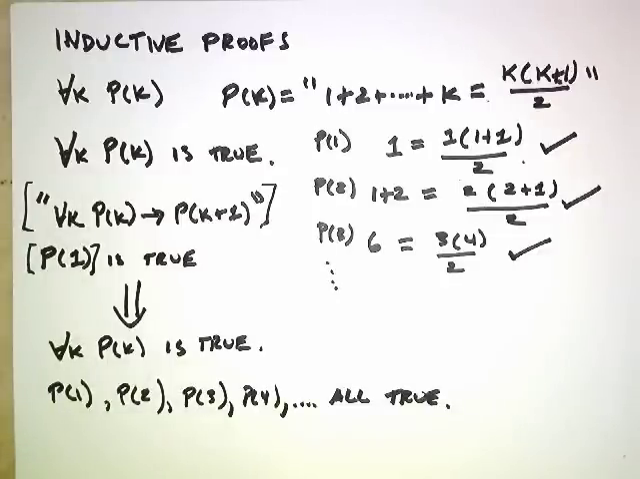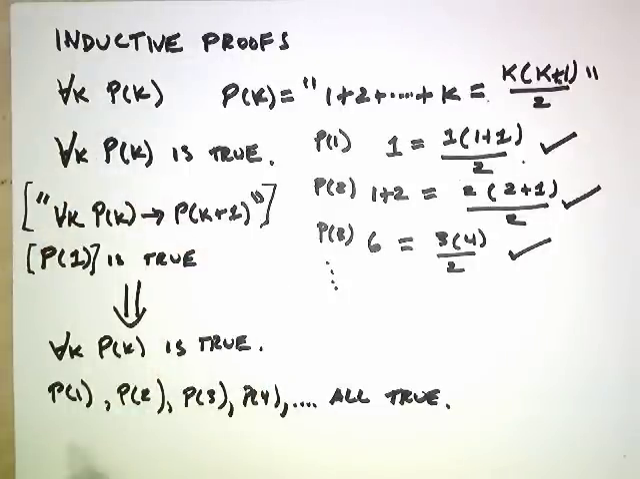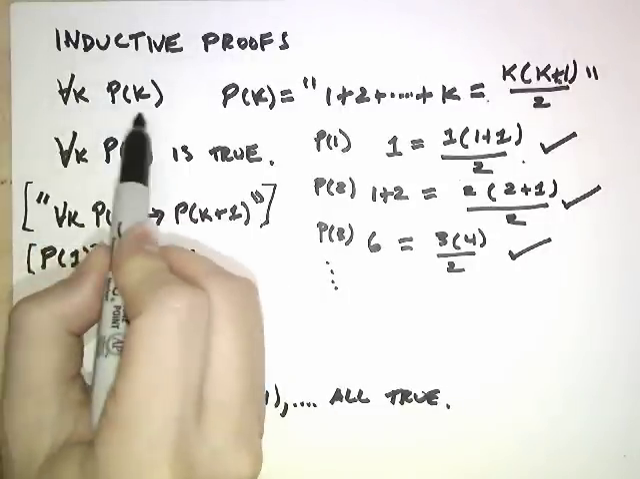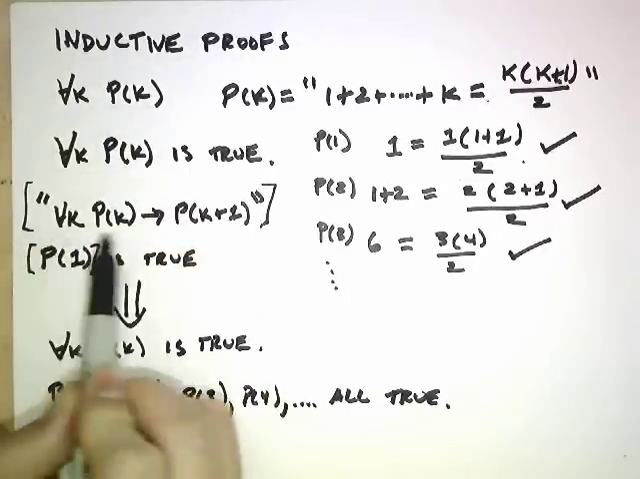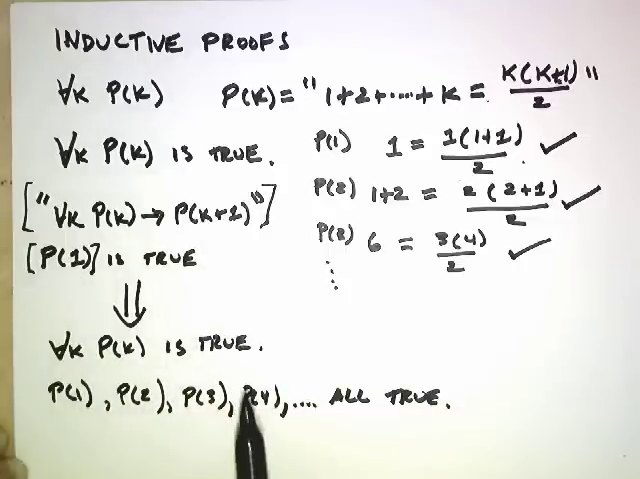We've seen in class that sometimes it's easier to prove something by contradiction or prove the contrapositive than it is to directly prove something. And this is another example of changing your proof strategy. You wanted to prove for all k, P of k. Instead, you proved this and P of 1, and therefore you can conclude that for all k, P of k is true.